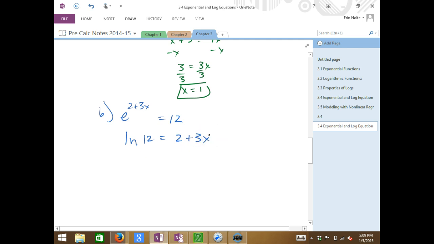Okay. So throw that in your calculator. What is the natural log of 12? 2.48, you say? Yeah. Okay, and then we subtract 2, so how about 0.48 is equal to 3x? What's 0.48 divided by 3? 0.62.